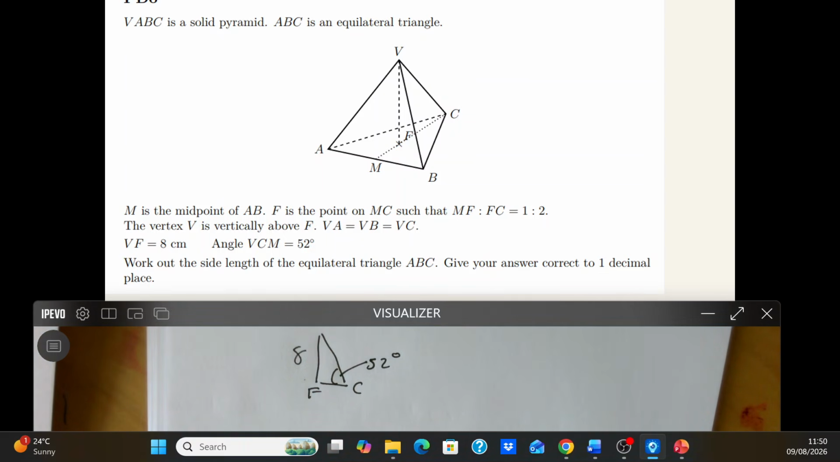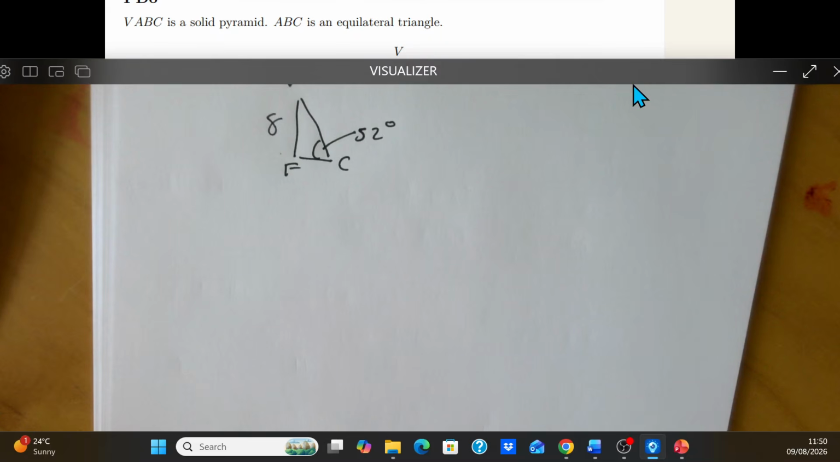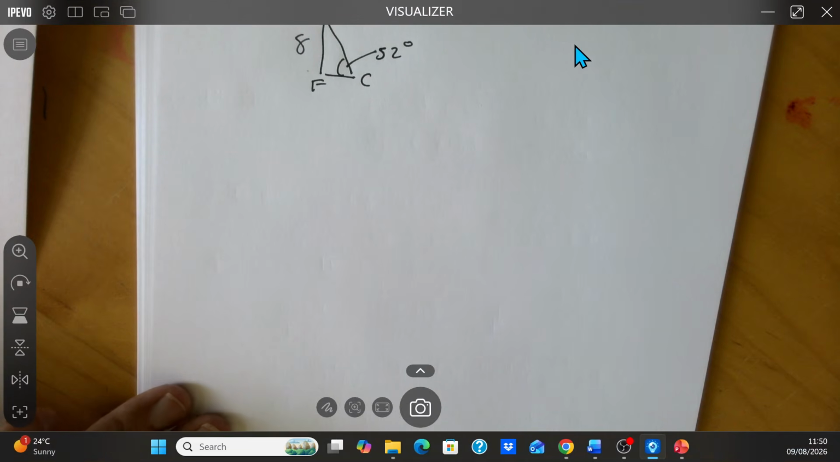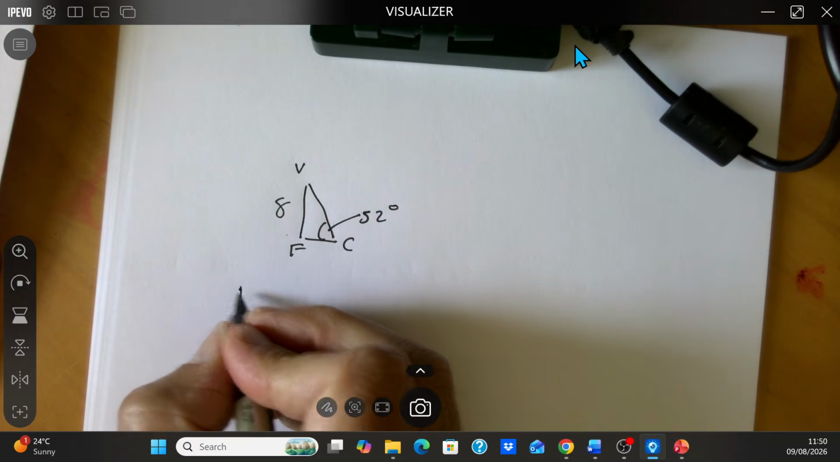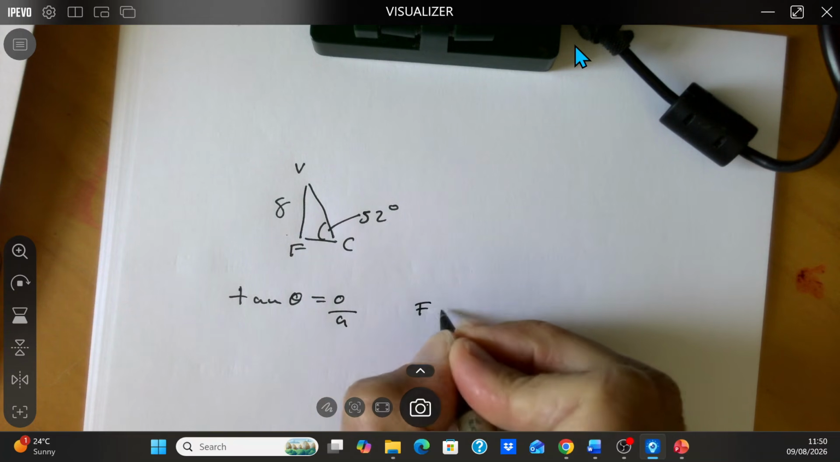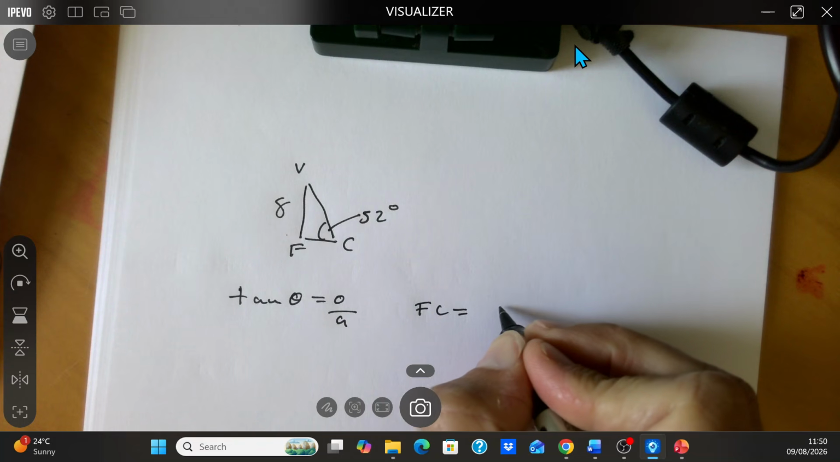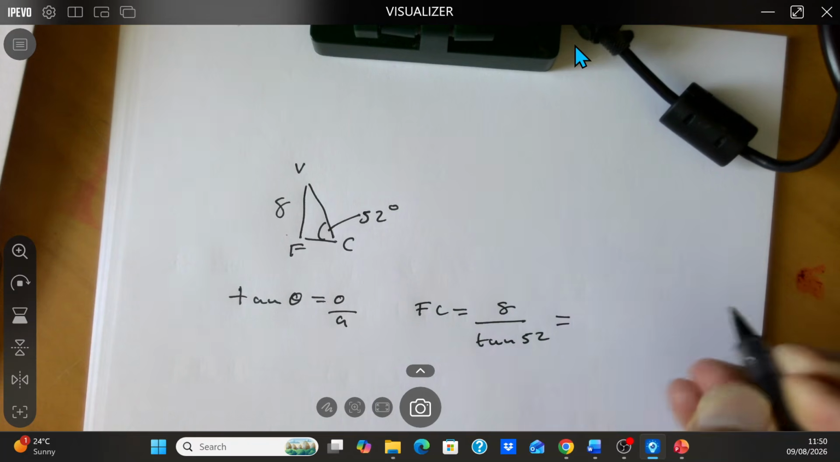Right, I'm just going to make this bigger now as I walk through it. I might flick back to it. So that means using tan theta equals O over A, FC equals 8 over tan 52.